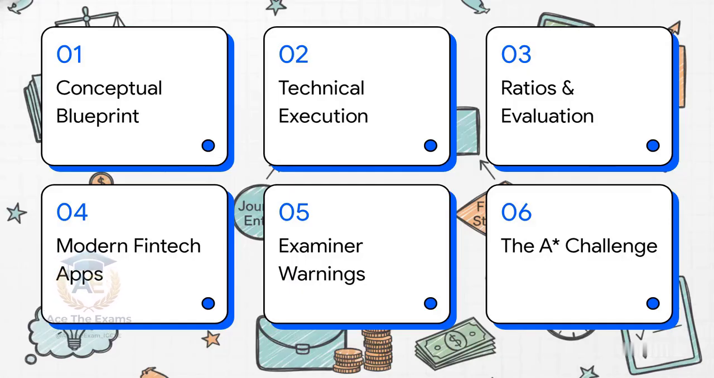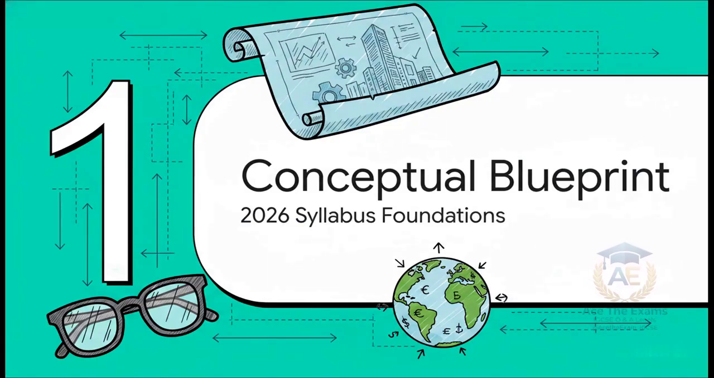Here's our roadmap for today. 1. The A-star conceptual blueprint. 2. Technical execution and method marks. 3. Assessment Objective 3, focusing on ratios and evaluation. 4. Modern fintech and real-world apps. 5. Examiner warnings and pitfalls. And 6. The final A-star challenge. So, kicking things off with Section 1, the A-star conceptual blueprint and our 2028 to 2030 syllabus foundations.